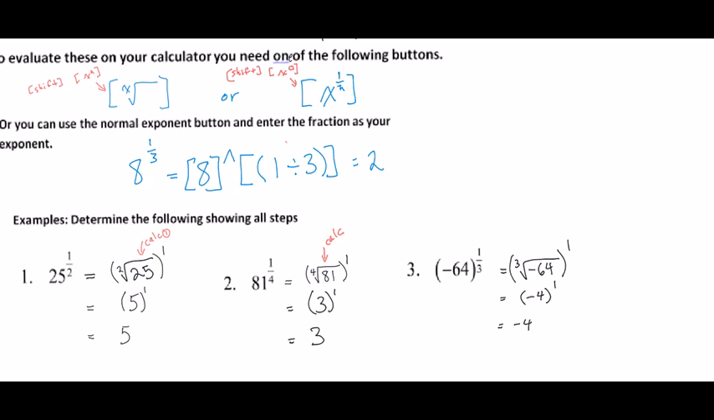I had to put my negative 4 in brackets and raise it to the power of 1. You'll have to make sure that when you punch that in your calculator, negative 4 is in a bracket. Use that bracket raised to the power of 1 to get the appropriate answer.